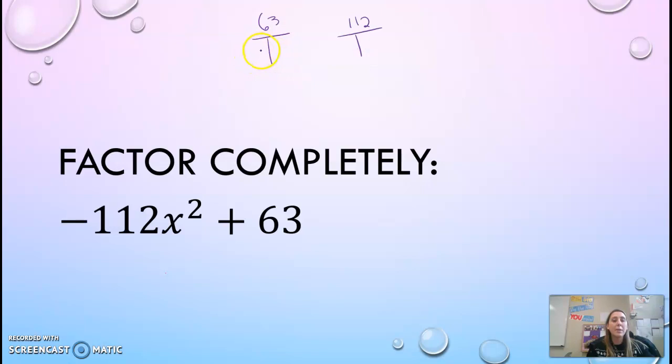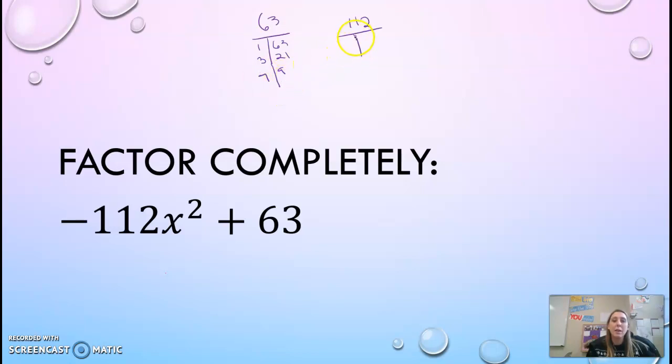So I'm going to figure out my factors of 63 because there are fewer factors of 63 than there are of 112. So I have 1 and 63, 2 doesn't work, 3 and 21, 4 doesn't work, 5 won't work, 6 doesn't work, and 7 and 9. And then it wraps back up.